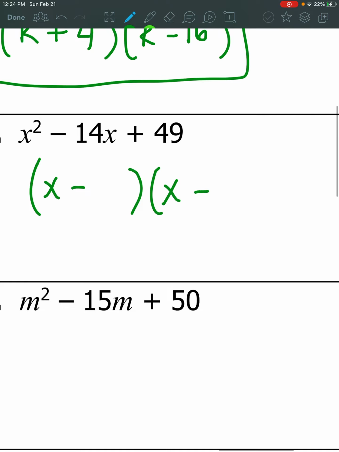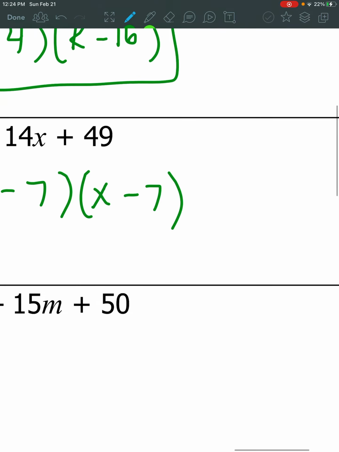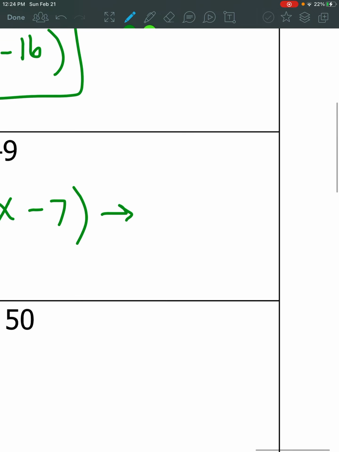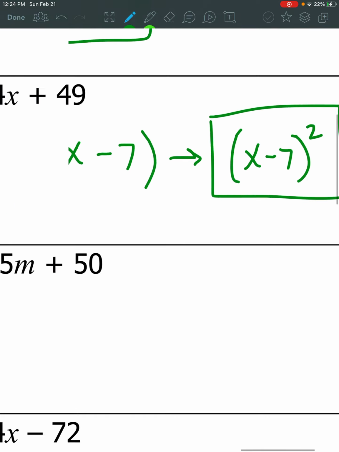Same process. Now, what's going to happen? In this one, they're both 7s. So again, kind of like that example on the front side, we can simplify how we write this and just write it as x minus 7 squared.